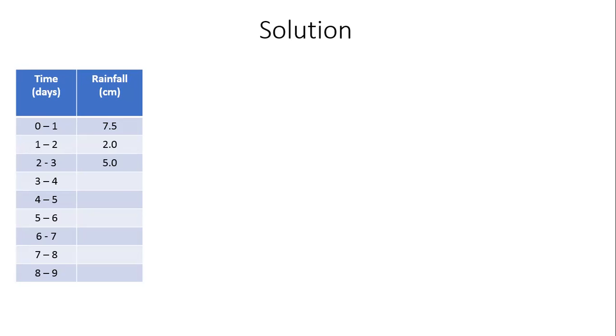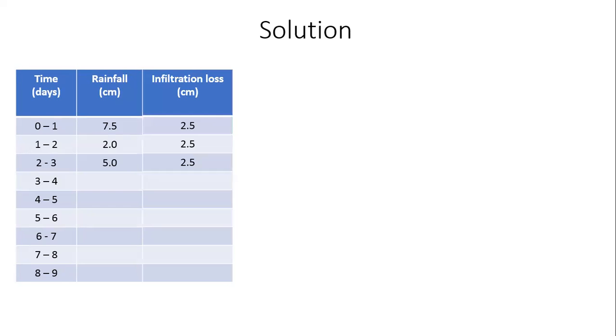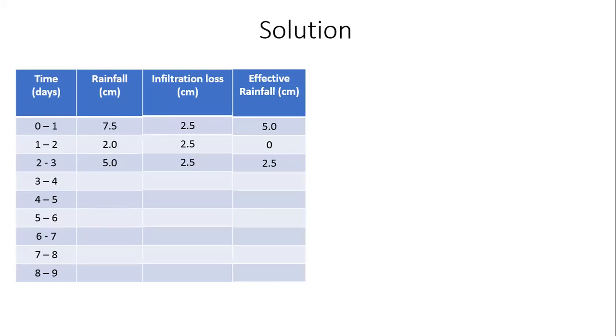So these are the rainfalls on the first 3 days. The rainfall amounts are given. The next piece of information given to you is that infiltration loss is 2.5 centimeters per day. So over the course of a day, you will have 2.5 centimeters of infiltration loss. You know the total rainfall, you know the infiltration loss through the phi index, and therefore you are able to compute the effective rainfall. 7.5 minus 2.5 is 5. 2 minus 2.5 is less than 0, so the effective rainfall is 0. 5 minus 2.5 is 2.5.